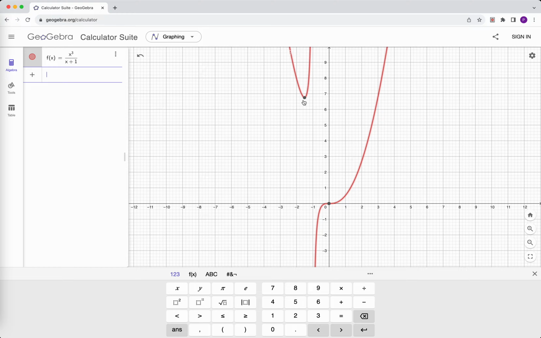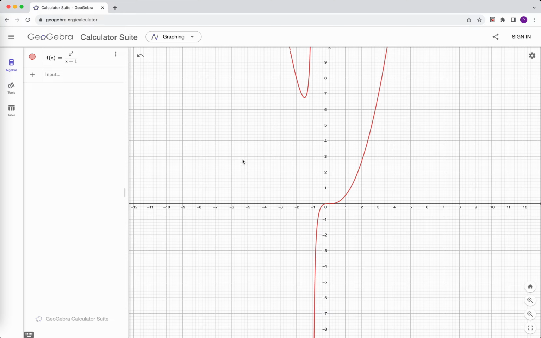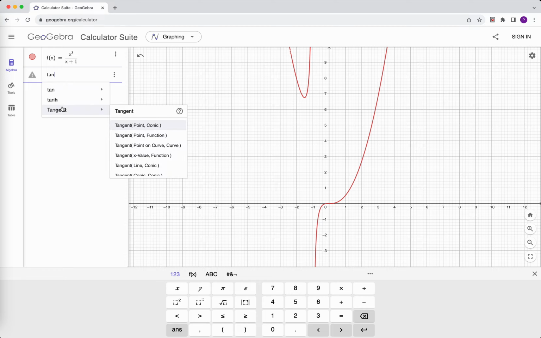So this. And automatically, when this is selected, it shows points it thinks are important, like that minimum point and that x-intercept. But if I click away from it, that goes away. What we were doing was finding a tangent line at the point where x equals 1, and this was like checking to make sure the answer was right. Really easily, just go to the input line and start typing the word tangent, and before I get very long, it comes up. Go down here and choose point and function.